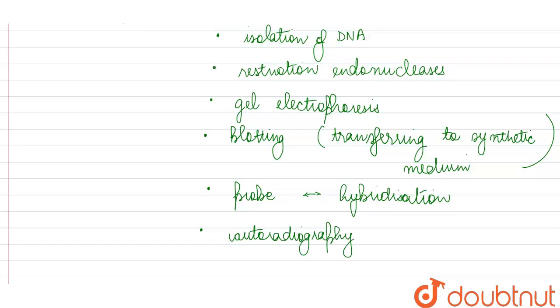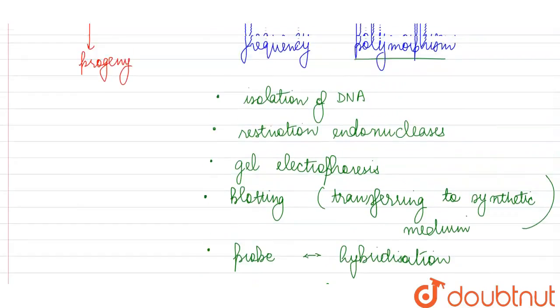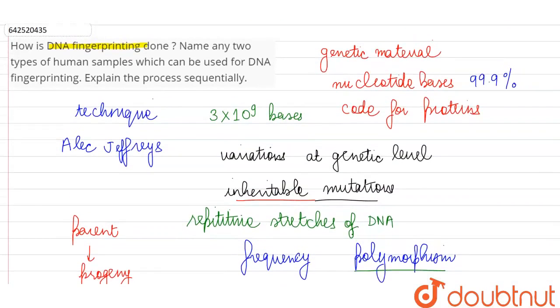So this helps us to find out about the kinds of polymorphisms, about the kind of inheritable mutations that are present in this DNA. And we can compare the genetic material, we can compare the DNA of two people without knowing the sequence of the entire genome, of the entire DNA.